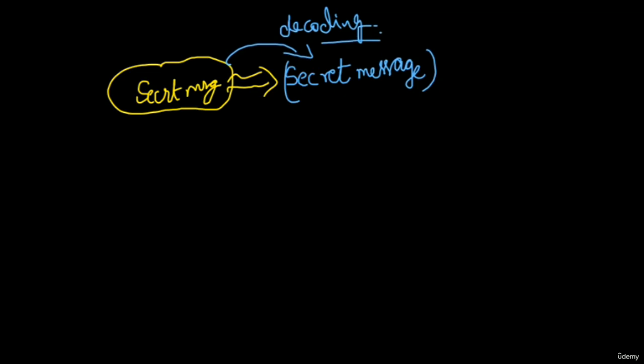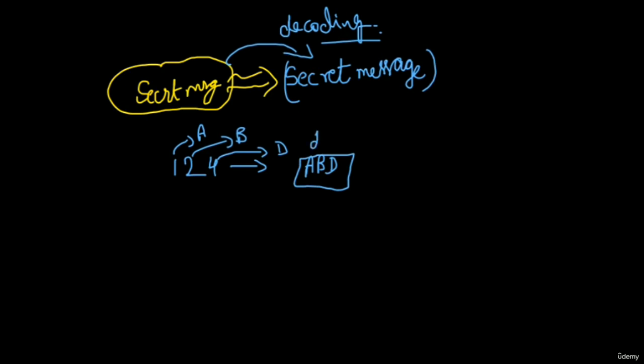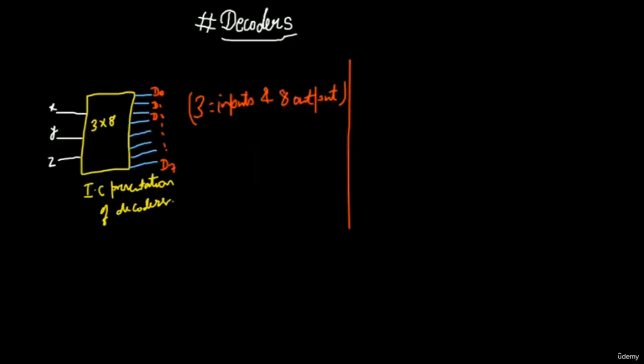Like if I write 1, 2 and 4, and I give you some information on which basis you know that 1 represents A, 2 represents B and 4 represents D, then the message is A B D. So this is a simple decoding that I taught you here. This is exactly what's happening in the machine also, and that's the meaning of decoding.